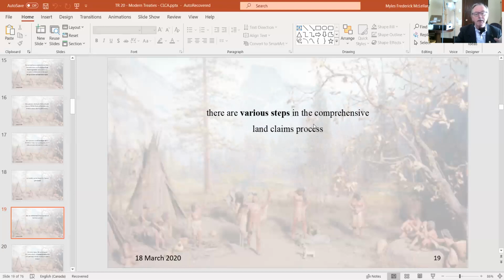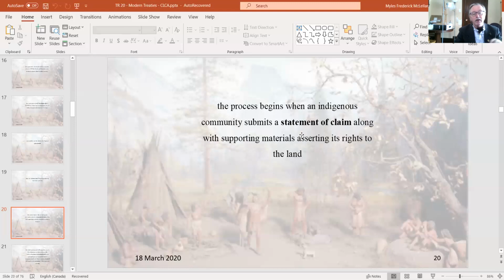There are various steps in a comprehensive land claims process. They're quite complex, but they flow in a linear fashion, leading from negotiations to the completion of the agreement. So it does make sense. You can find all of these steps set out in a great deal of detail in the Government of Canada's website dealing with modern treaties. The process begins when an Indigenous community submits a statement of claim.